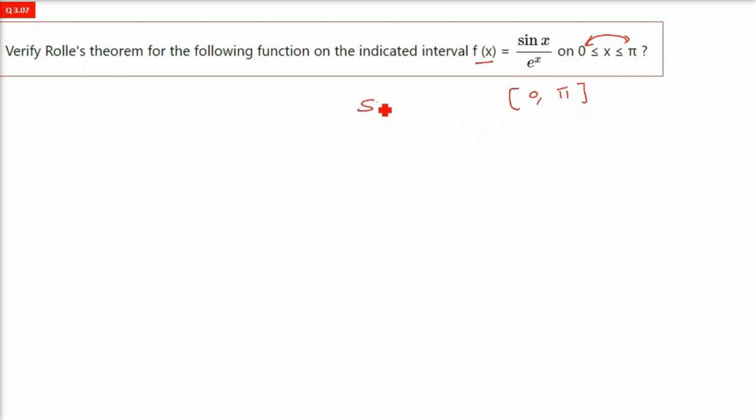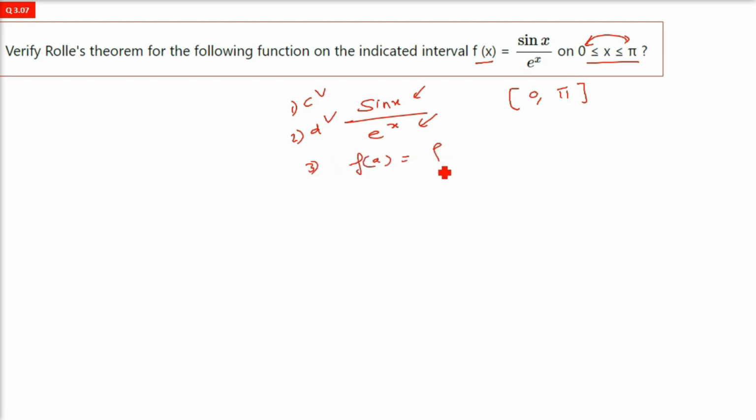The first thing is sin x is in the numerator, e raised to x in the denominator. That is sin x by e raised to x in this interval 0 to π. This is continuous and also differentiable. In this domain, continuity and differentiability of this function is established. Already we have seen this.